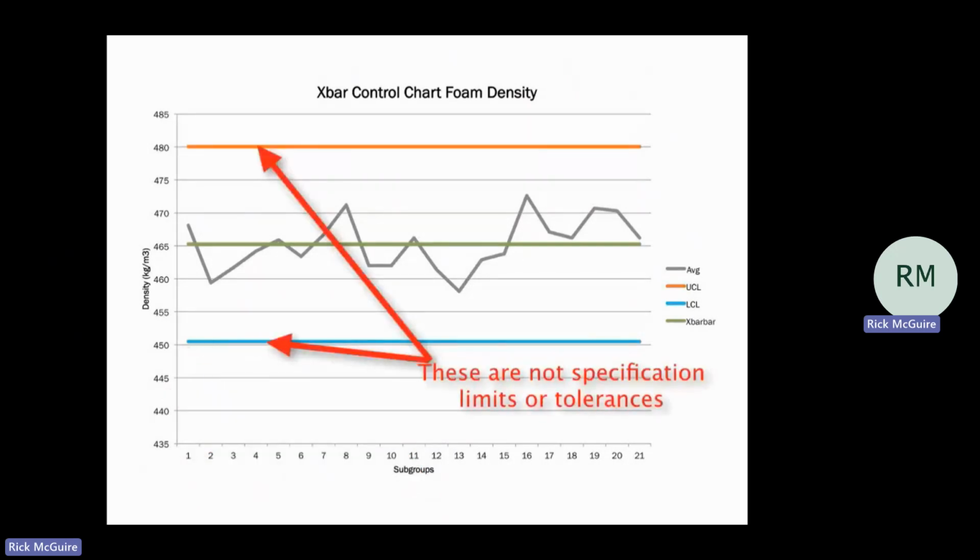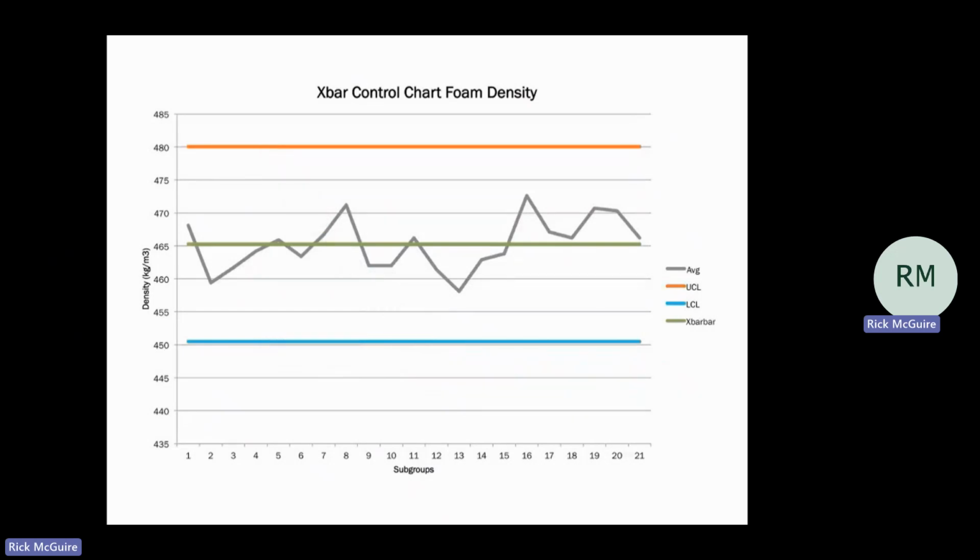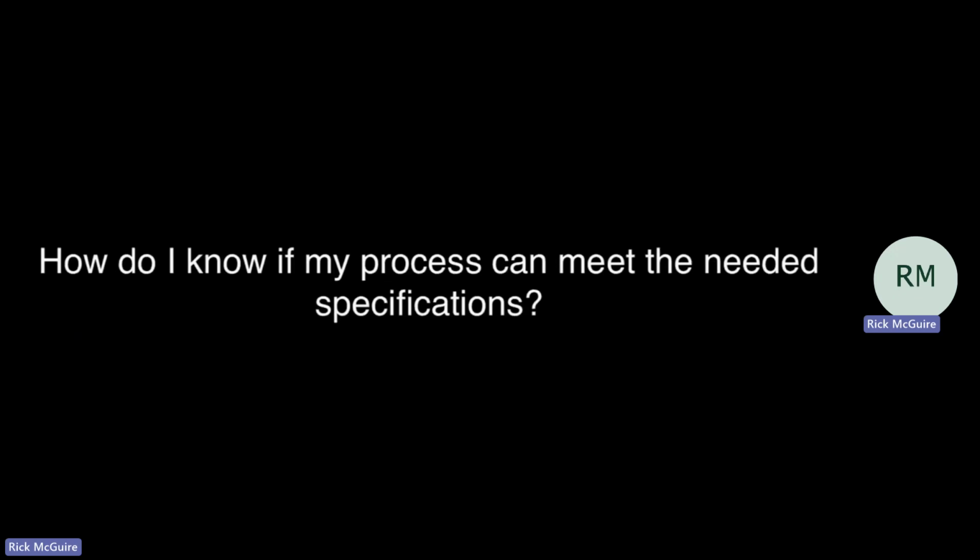The control limits do not tell me anything about where it lies in relation to the specification limits, where it lies relative to what the customer actually wants. So back to the question, how do I know if my process is able to meet the specifications the customer requires? What can I do to figure out if this process we have is capable of manufacturing to the specifications that are required?